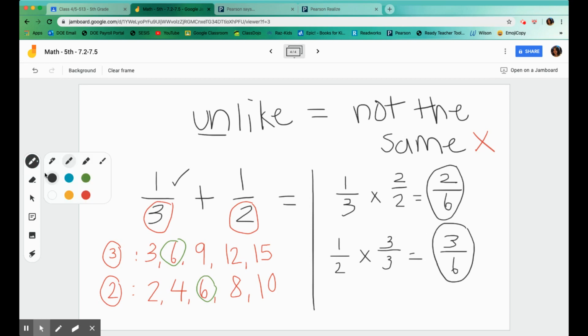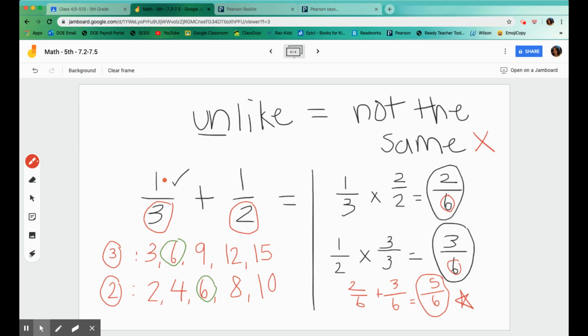So do you see now how 2/6 and 3/6 have the same denominator? So now I can add. I can go 2/6 plus 3/6 is 2 plus 3 is 5. And remember, when the denominators are the same, they do not change. So 6ths. So my final answer is 5/6.